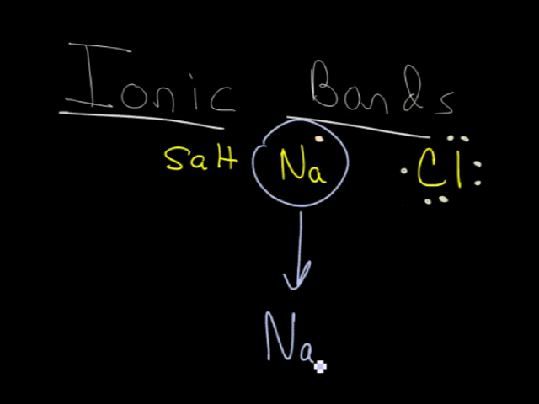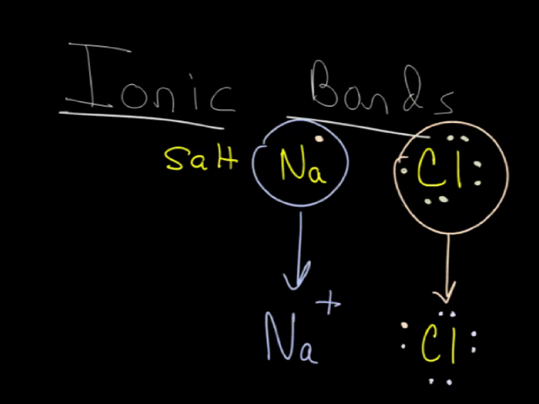Sodium drops its one electron and becomes positive. Chlorine accepts that one electron, and it becomes negative. The opposite charges cause an attraction that causes the bond.